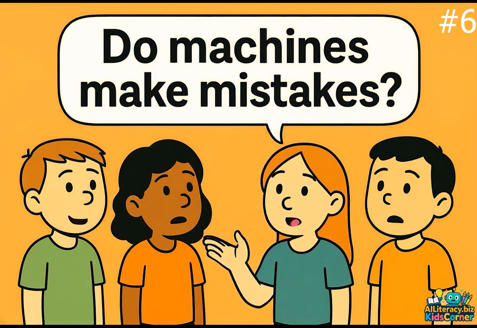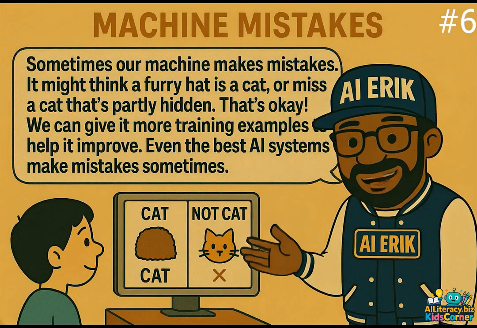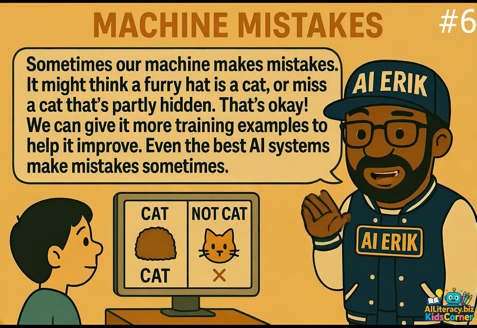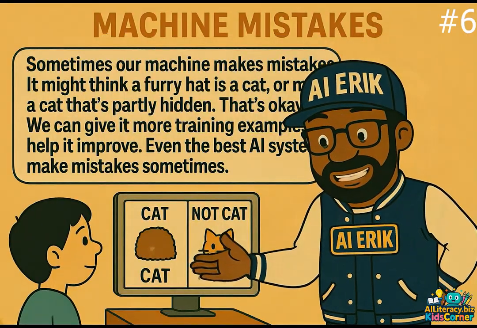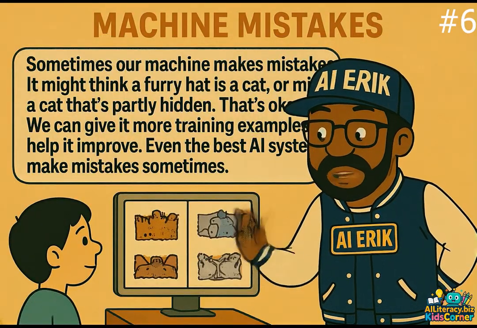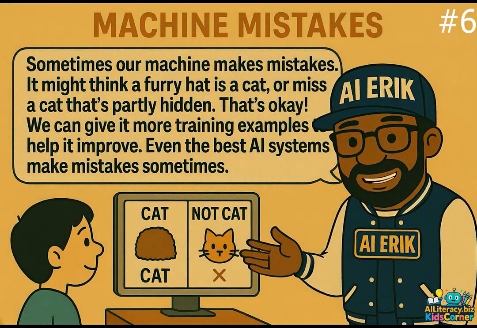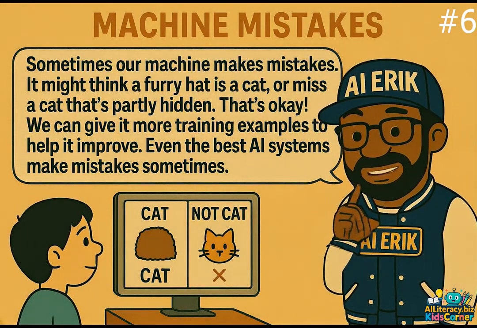Mr. AI Erik, do machines make mistakes? Sometimes our machine makes mistakes. It might think a furry hat is a cat or miss a cat that's partly hidden. That's okay. We can give it more training examples to help it improve. Even the best AI systems make mistakes sometimes.